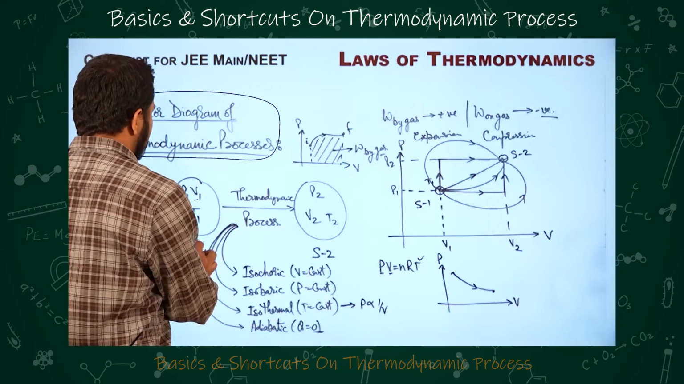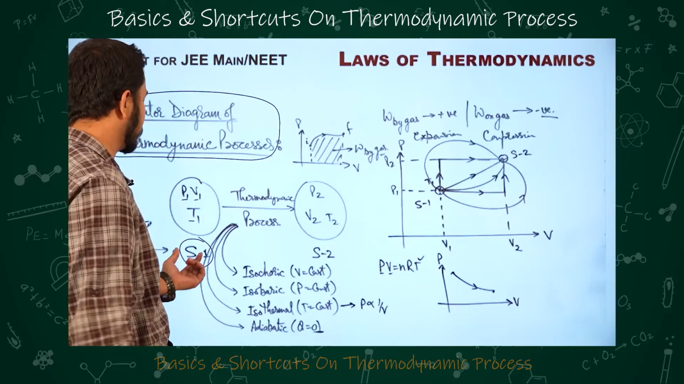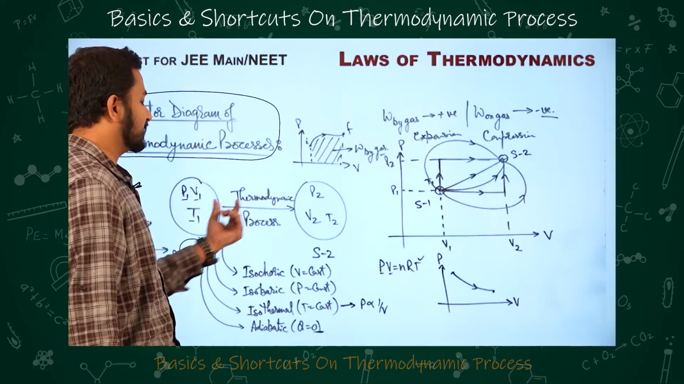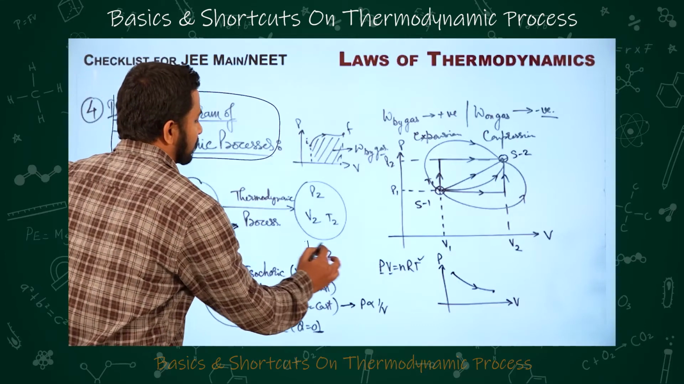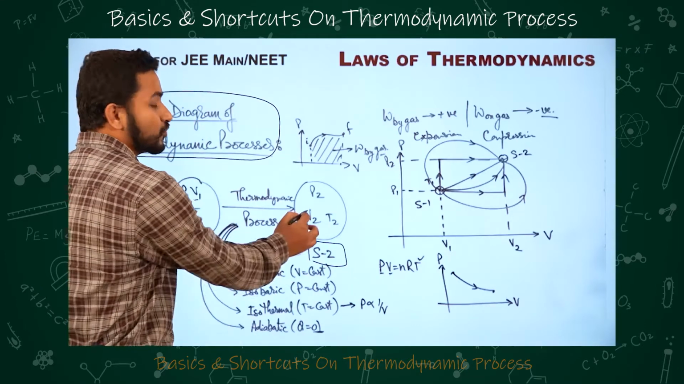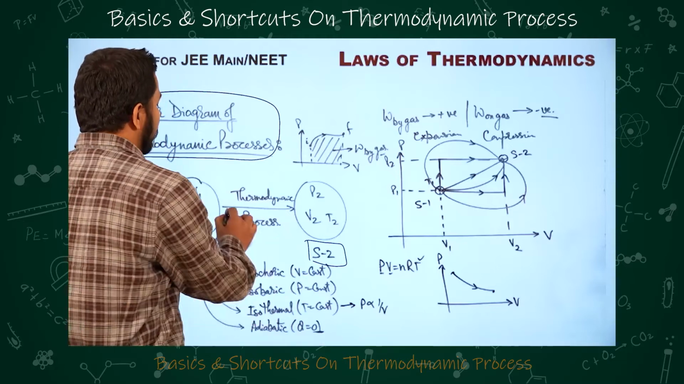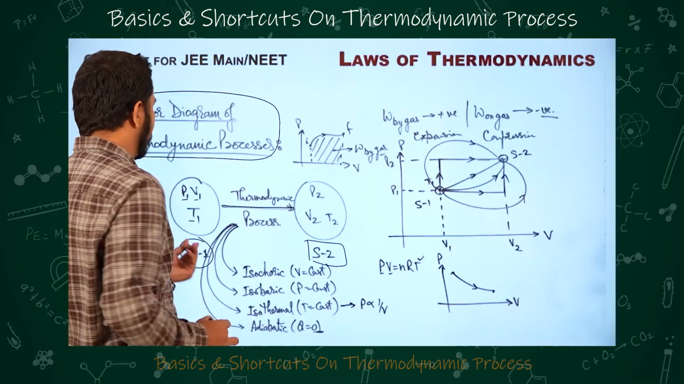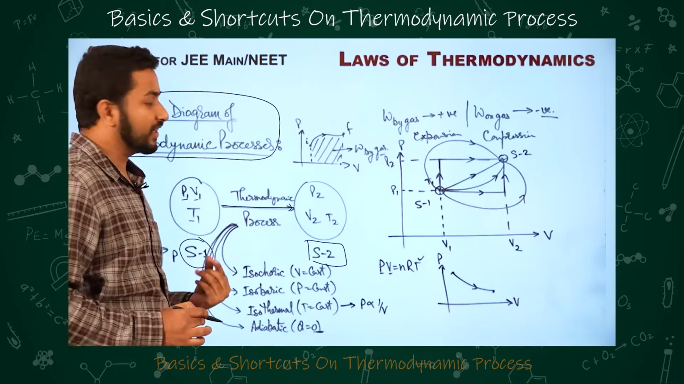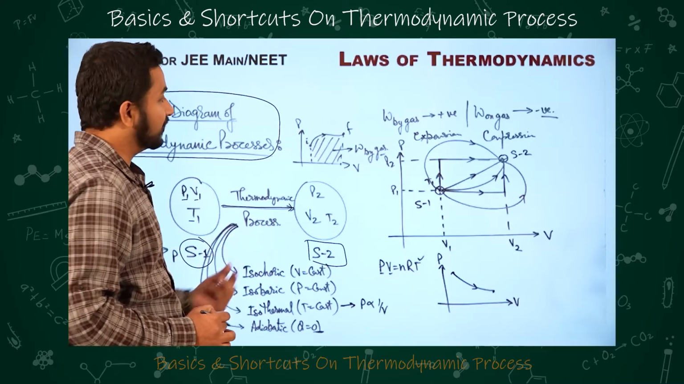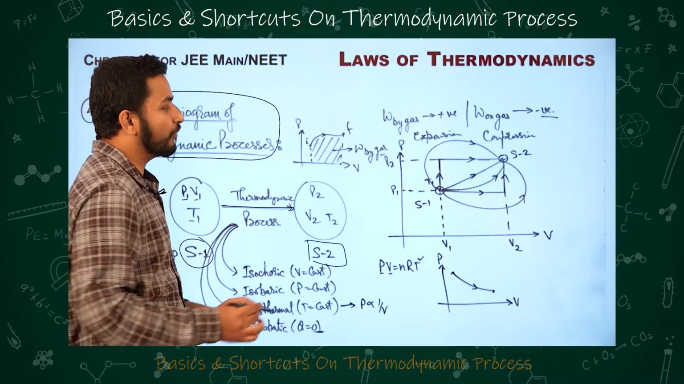So let's take the initial state S1. From this, our thermodynamic process changes to P2, V2 and T2. Now students, from the S1 state to the S2 state, if a process is changing, there can be an infinite number of ways.